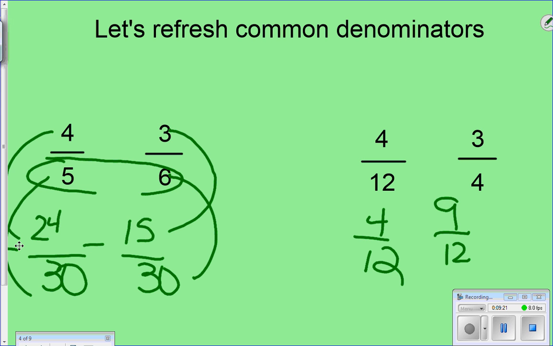Okay. How are we doing so far? So far, so good? This isn't so bad, is it? Like, I feel like this is pretty easy. Yeah, I think so too.